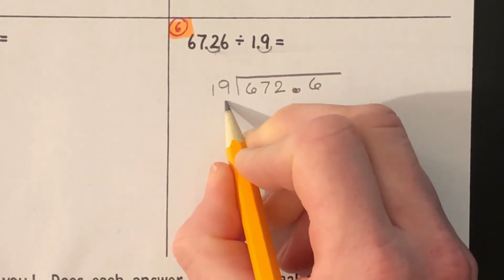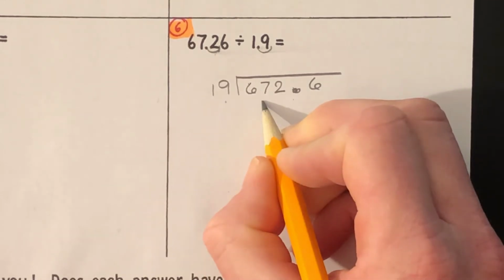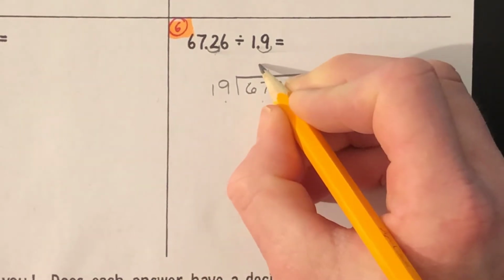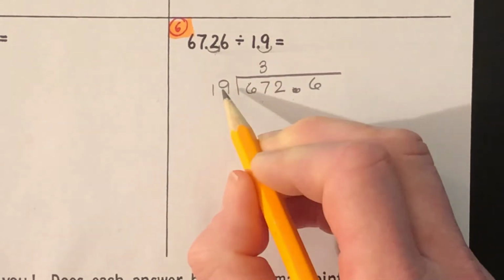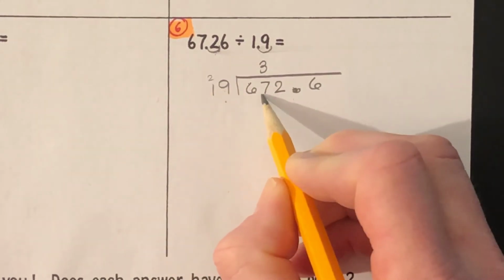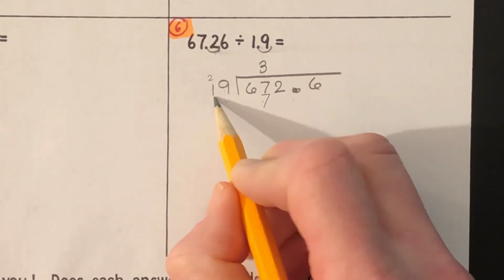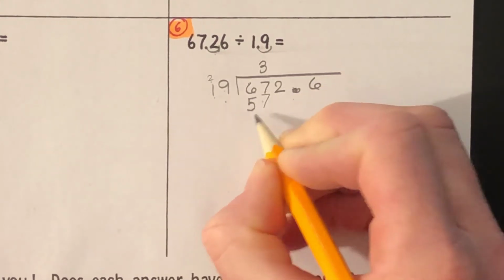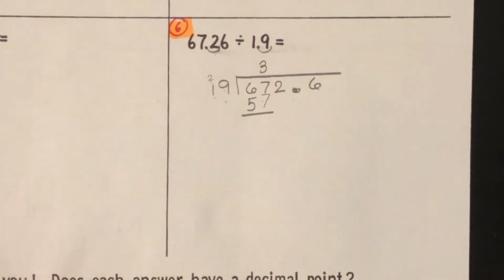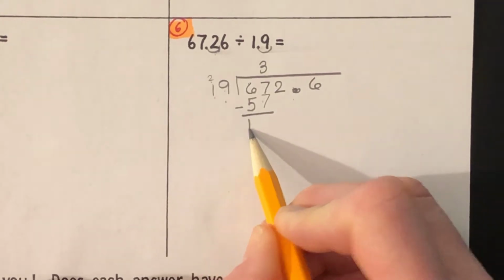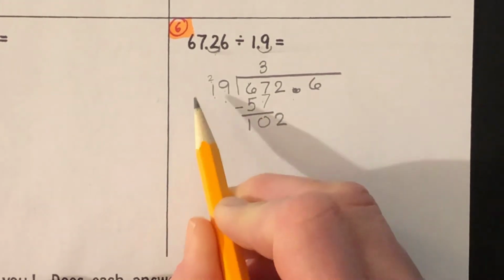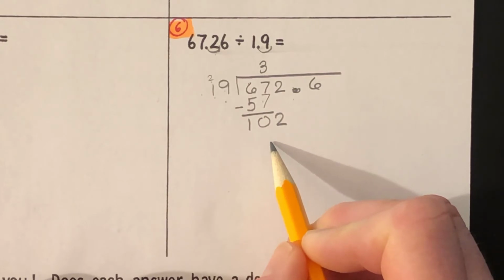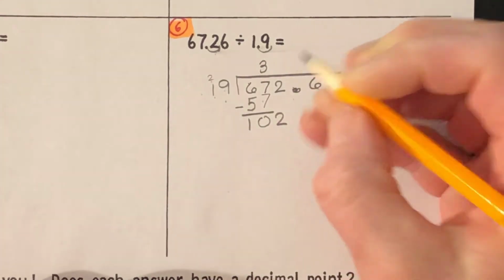I'm going to think of this as 20. 20 goes into 60 3 times. All right, so 3 times 9 is 27. 3 times 1 is 3, 4, 5. 57. That is so close to 20. It's easier to estimate by thinking of it as a 20. I subtract, I get 102. 20 goes into 100 5 times, so I know this will be 5.